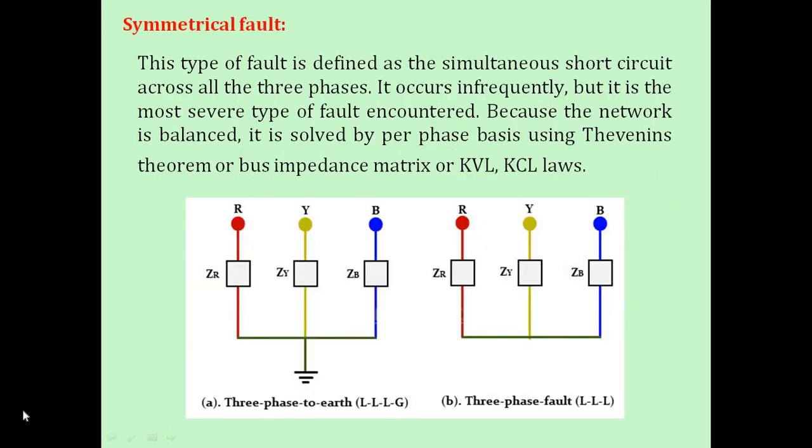Symmetrical faults. This type of fault is defined as a simultaneous short circuit across all three phases. It occurs infrequently, but it is the most severe type of fault encountered, though the network remains balanced. It is solved using Thevenin's theorem, the bus impedance matrix, or KVL and KCL laws.